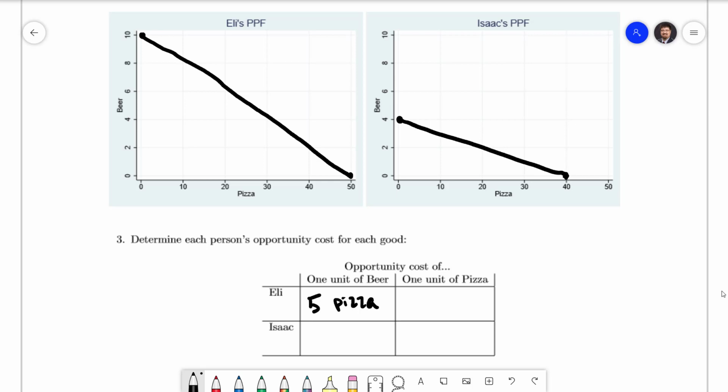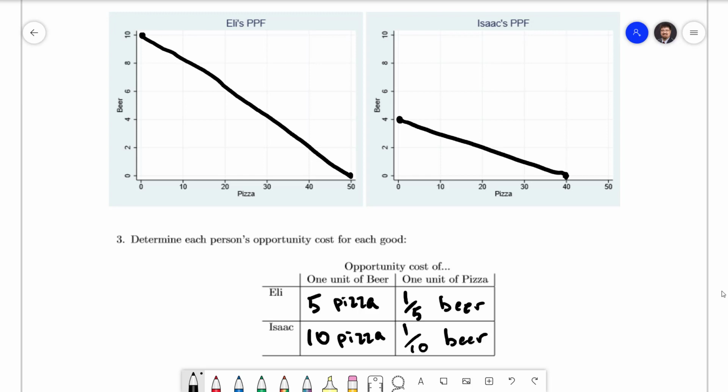Going over to Isaac, it takes him 15 minutes to make a pizza. It takes him 2.5 hours per beer. So he could actually make 10 pizzas in the time it takes to make a beer. The opportunity costs are always going to be the reciprocal of each other. So if it costs Eli 5 pizzas to make a beer, it costs him 1/5 beer to make a pizza, and over for Isaac, it costs him 1/10 of a beer to make a pizza.